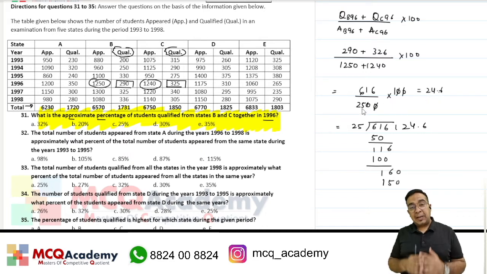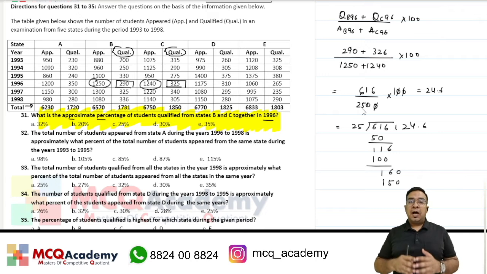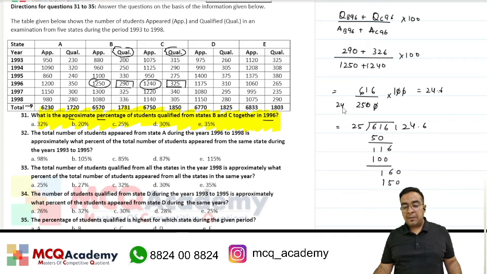Now मैंने आपको पहले भी बताया अप्रोक्सीमेशंस करते टाइम हमें याद रखना है कि हमारे आंसर्स किस डायरेक्शन में जा रहे हैं. तो हमारे पास में गिवन था 249, यहाँ पे हमने उसको कन्वर्ट किया 250 में, which means we increased the denominator, which means that we have reduced our answer. So the original answer has to be more than 24.6. So the closest option that we get here as the answer is option number C, that is 25%.